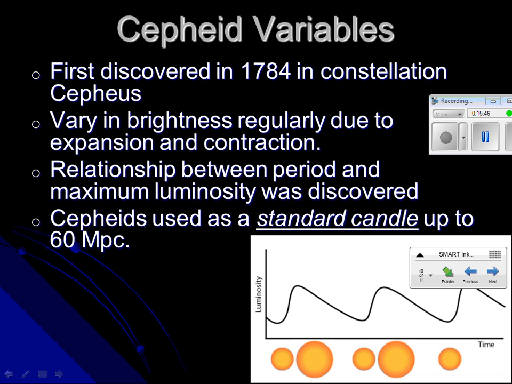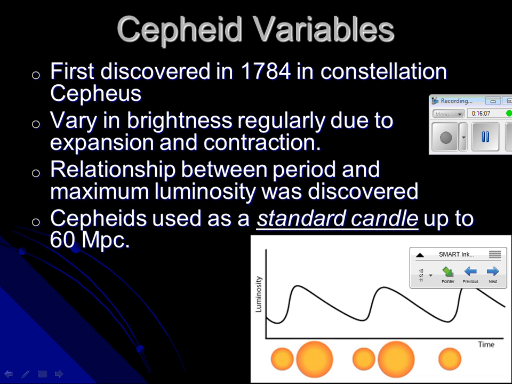This concept of a standard candle, that's a term you need to be familiar with. A standard candle is anything that we know its luminosity so we can measure its distance. As soon as we discover the luminosity of an object, we call it a standard candle. We use it as a standard candle because we know its luminosity, we measure its brightness, and then we measure its distance. So Cepheid variables were some of the first standard candles.